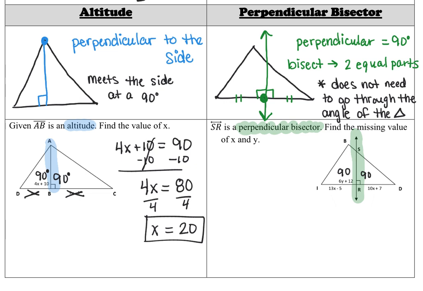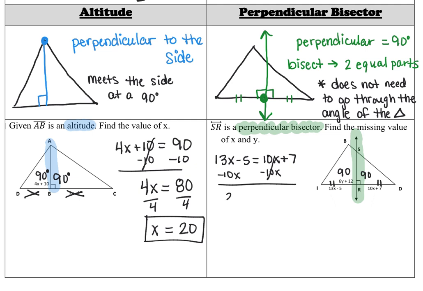Also, bisector means it's going to split into two equal parts. So I'm going to put little tick marks here on the two sides of the triangle. Your choice, which one you want to solve for first, x or y. I'll just start with x, so those are my side lengths. So we have two equal side lengths, so I'm going to set up that equation 13x minus 5 equals 10x plus 7.